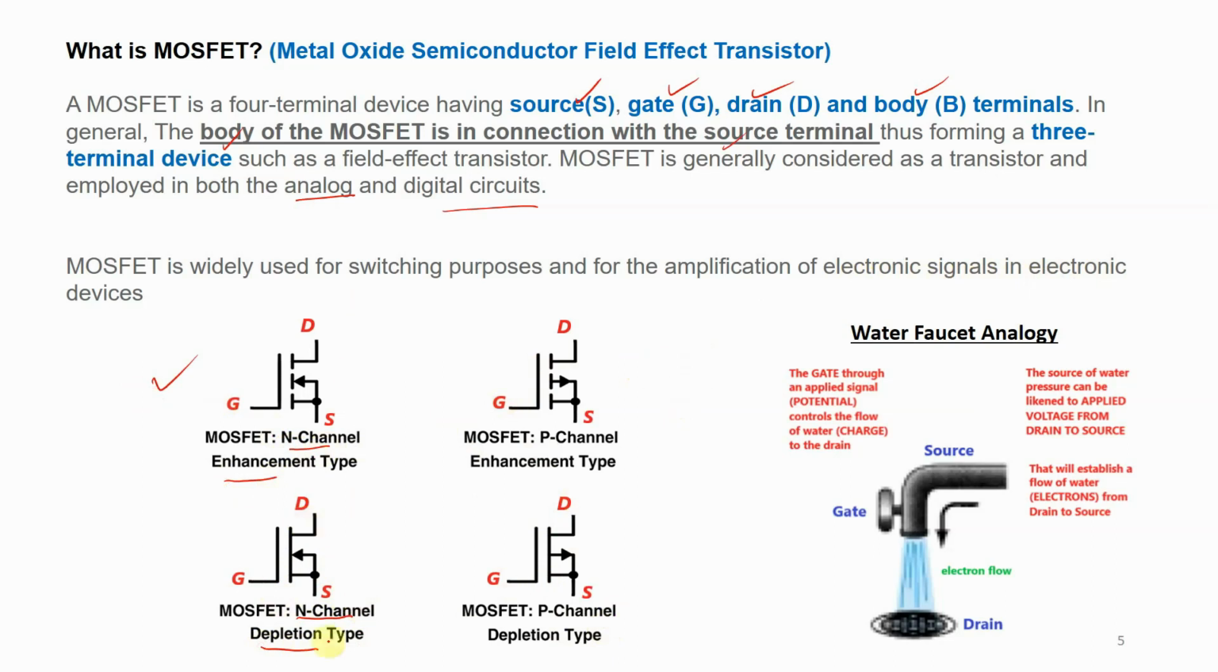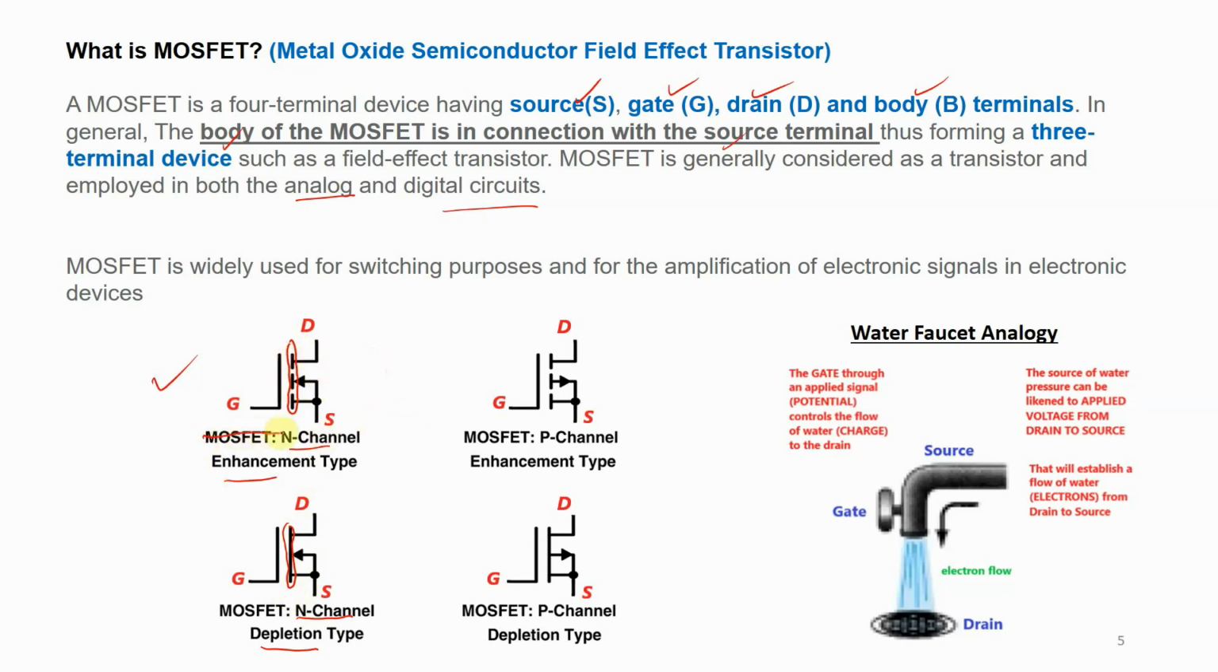So what is the difference between the two? As you can see from this symbol, for the depletion type MOSFET, this line is straight without any cut. But for the enhancement type MOSFET, there is a cut on this line. Okay, this is an N-channel MOSFET.